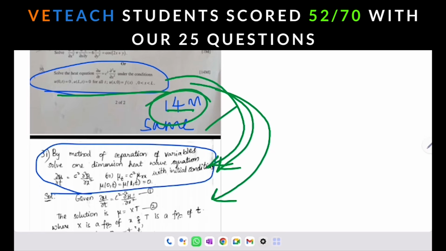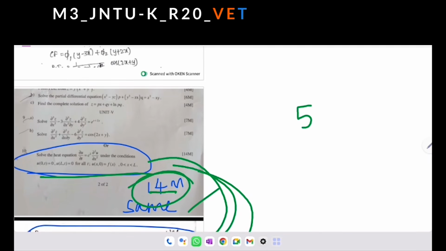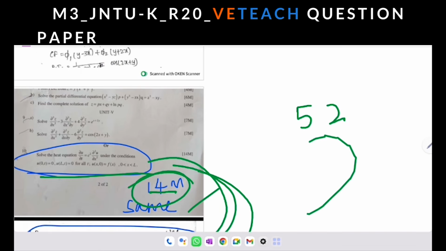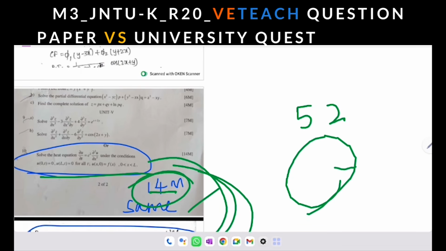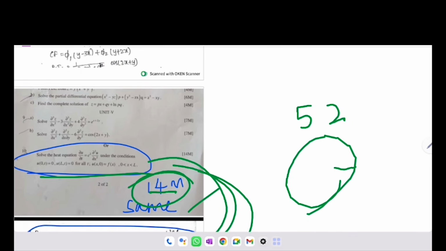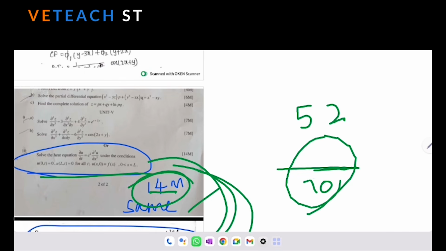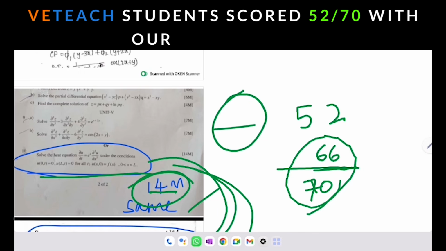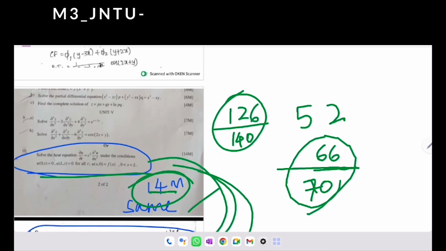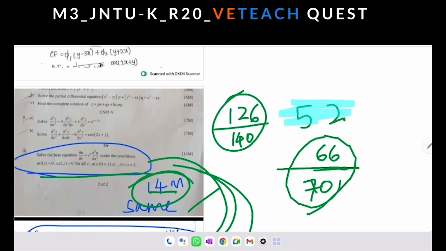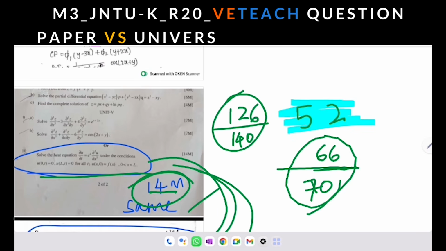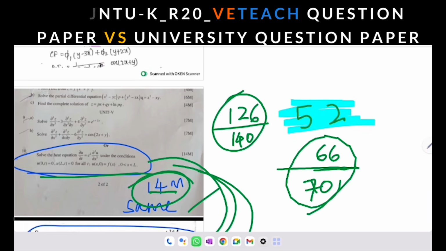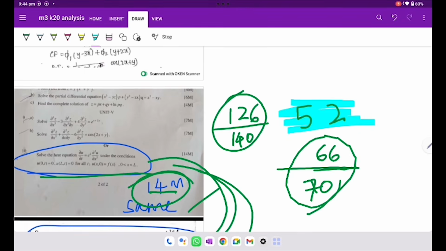So totally if I compare, the total of the same numerical marks is 52. And out of 70 marks, our models have been matched. Out of 70 marks, you will get 66 of the same marks. And if you compare with the whole question paper, that is for 140 marks, you can easily attempt 126 marks. And these 52 are the same numericals. So just if you attempt the same numericals questions only, you will get directly 52 marks and you can easily pass your exam.